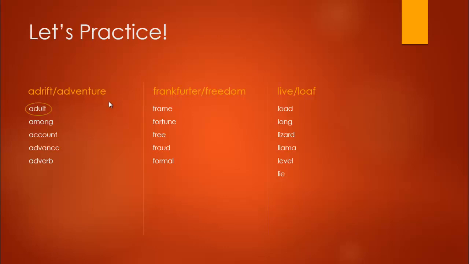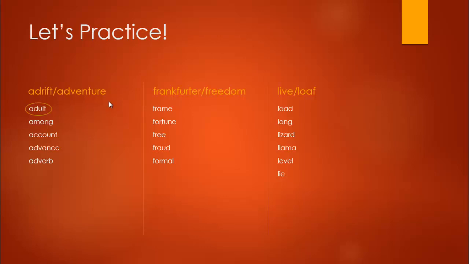Let's look at our next choice, among. Is among going to be on this page? Well, we have the A, and both of our guide words start with A. So far, so good. Our second letter is an M. The second letter of our guide words, however, are both D's. So is a word that starts with AM going to be on this page? No, it won't be.